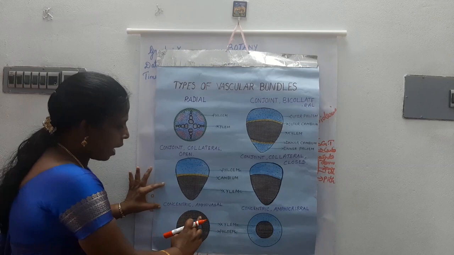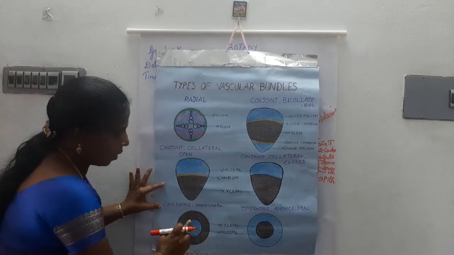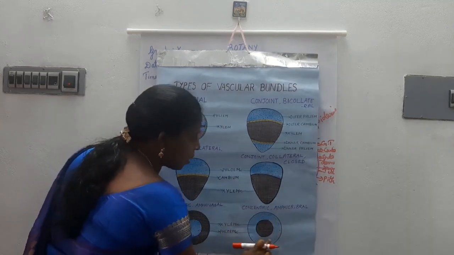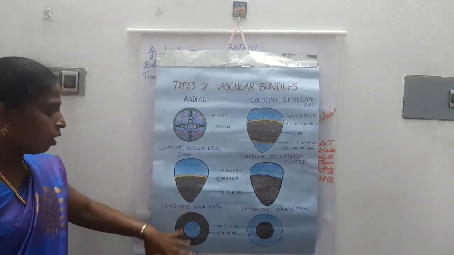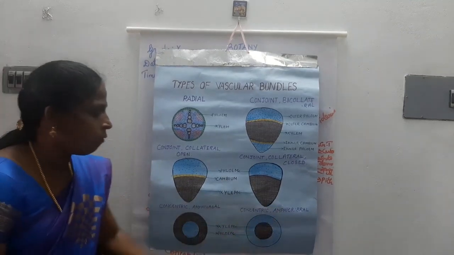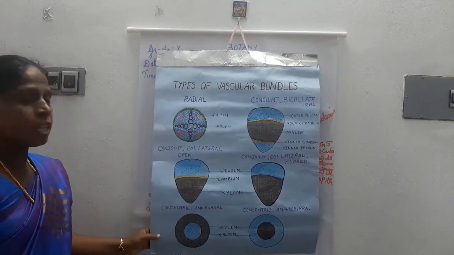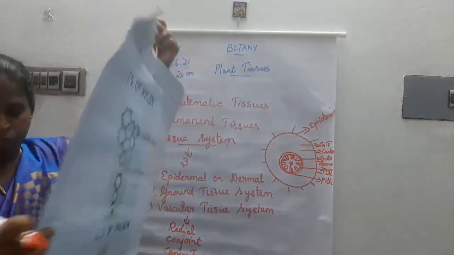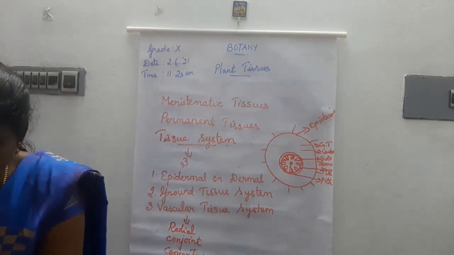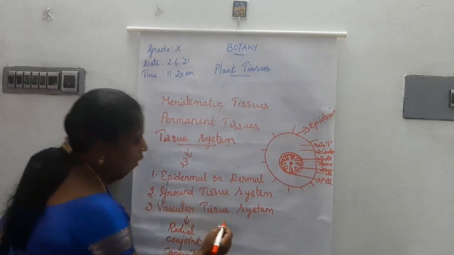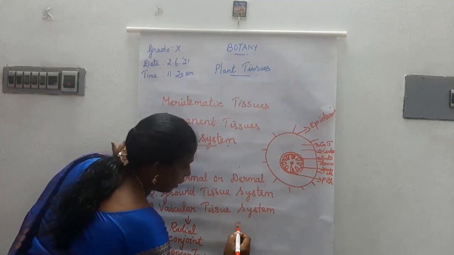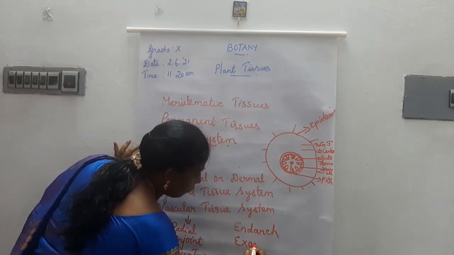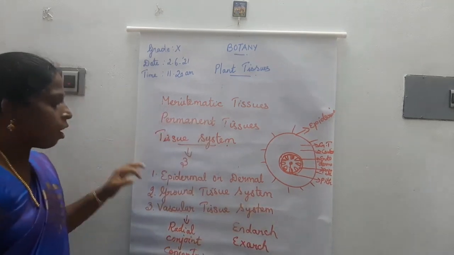Amphivasal means xylem surrounds phloem. Amphicribral means phloem surrounds xylem. They are called amphicribral vascular bundles. So these are the types of vascular bundle. Next we are going to learn about xylem. There are two types of conditions: endarch and exarch. What does endarch mean?